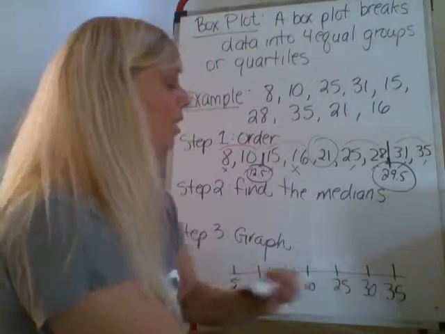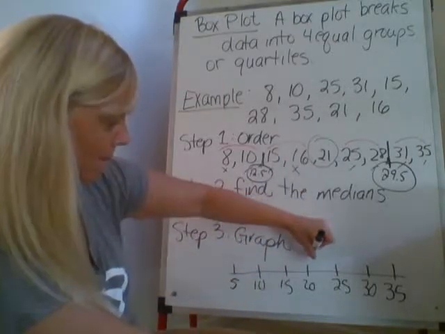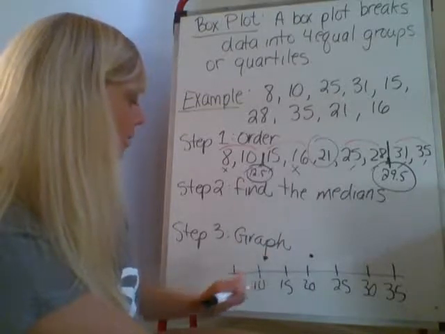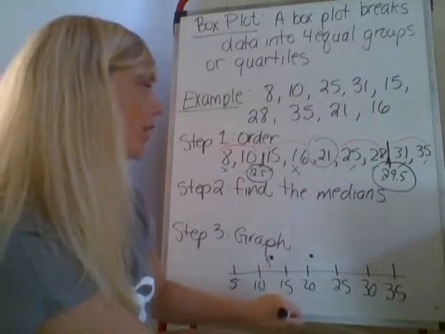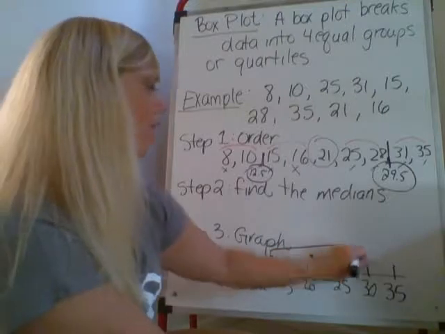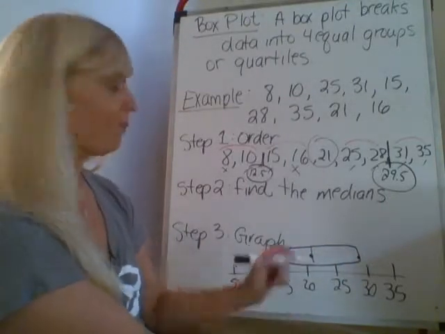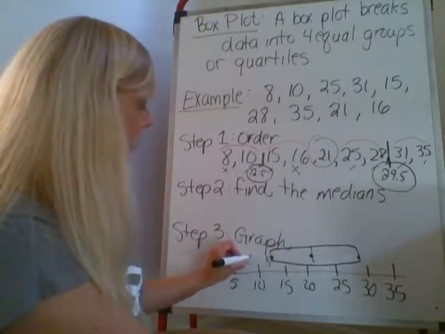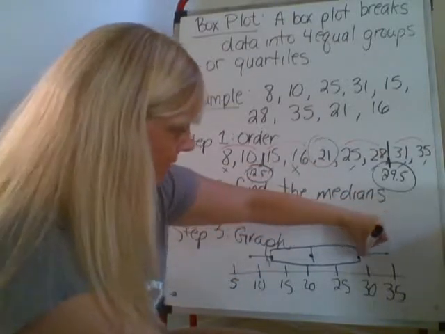And we're going to graph our medians. That's the first thing we do. So I'm going to do 21. Then my 12.5 is going to be about here, right in the middle between 10 and 15. And then 29.5 is going to be closer to that 30. And there's my box. So far we look pretty even in that middle section. And then we're going to graph our first number, which is 8, and our last number, which is 35.